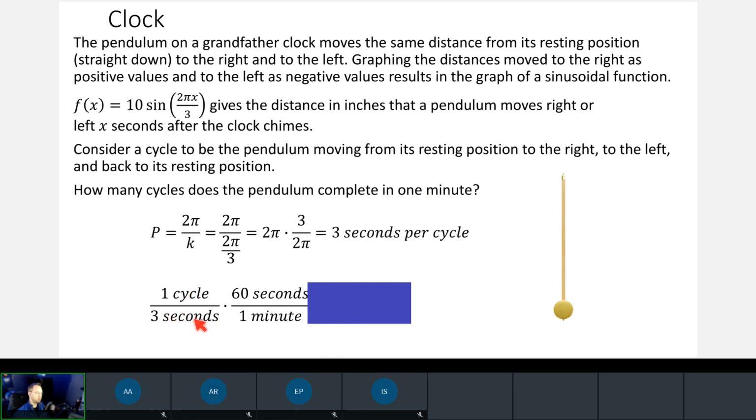That time needs to be converted to minutes. To do that, we have 60 seconds in a minute. So seconds and seconds cancel out, leaving us with cycles over minutes. And we just do the math. 60 over 3 is, in fact, 20. Not too bad.